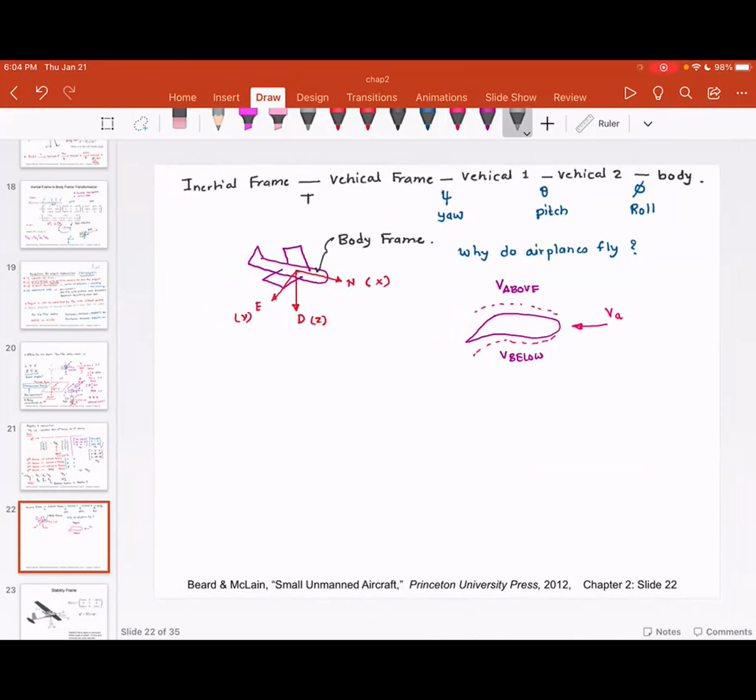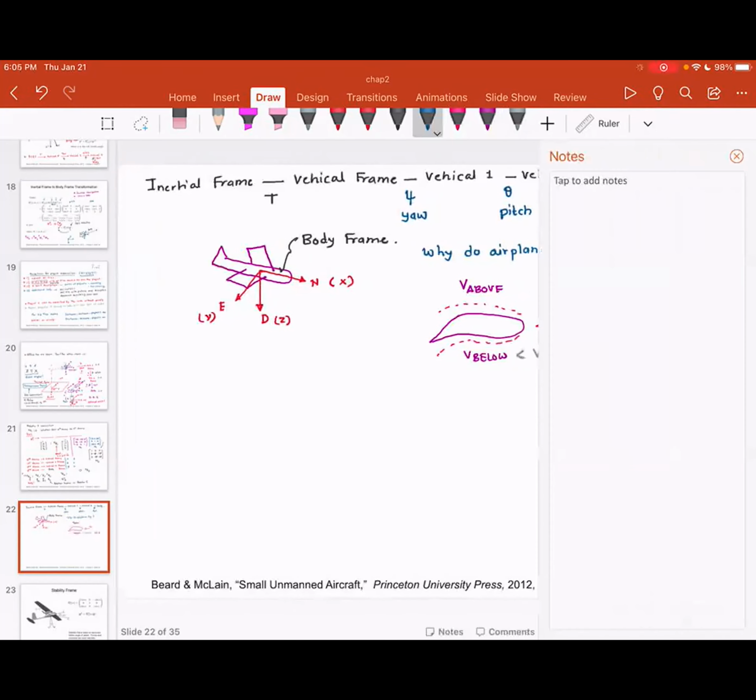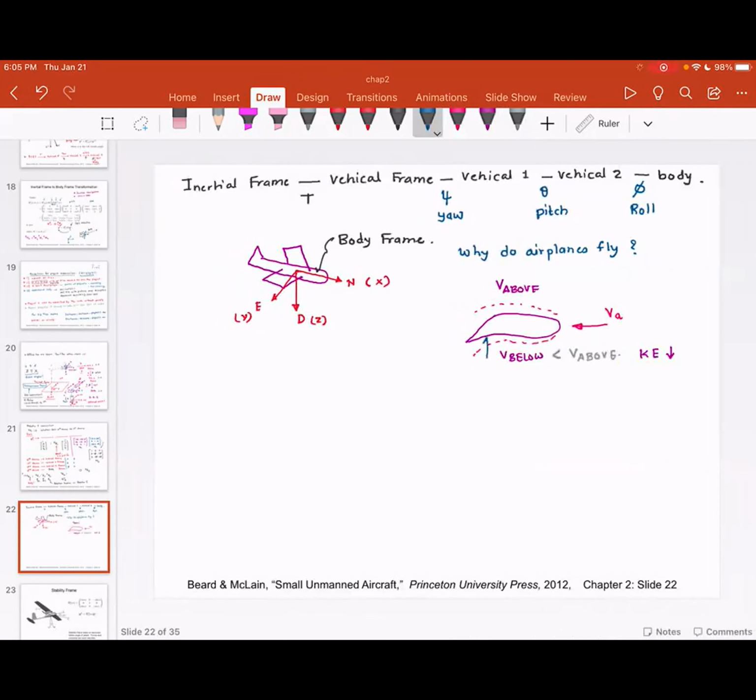So what happens is, sorry, velocity below is less than velocity above. So what that means is the kinetic energy of the air under the wing is less. That gives rise to the pressure energy, and that means you have positive pressure acting at the bottom of the air. So you have delta P that is acting at the bottom of the airfoil.